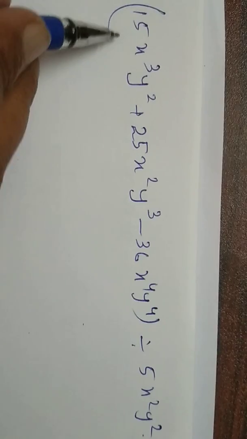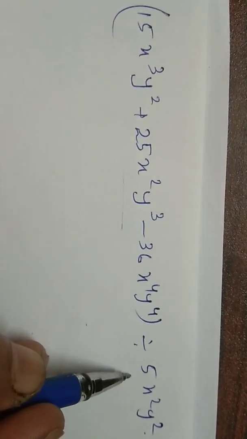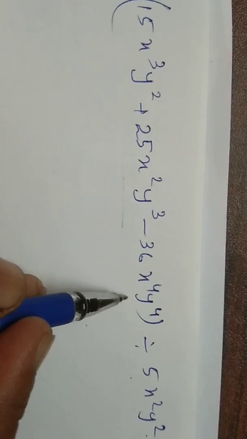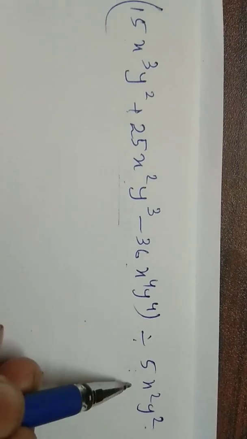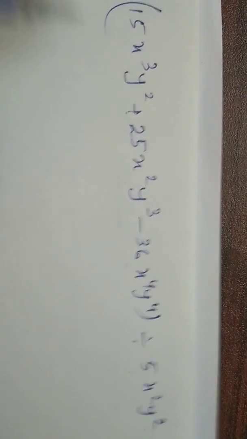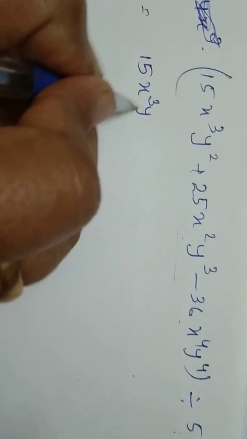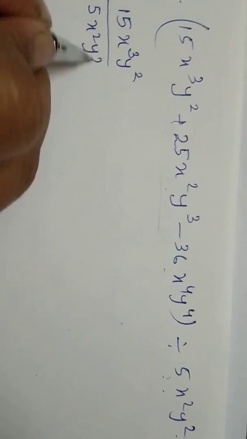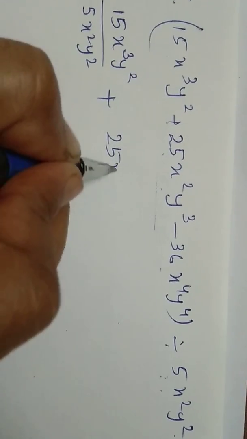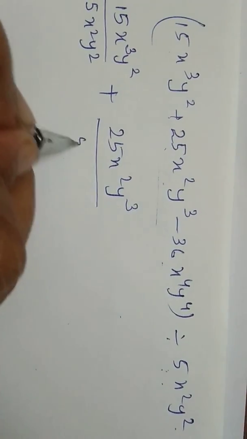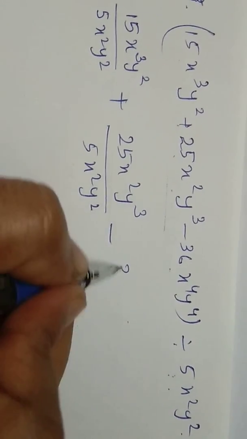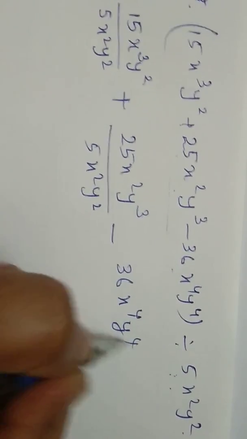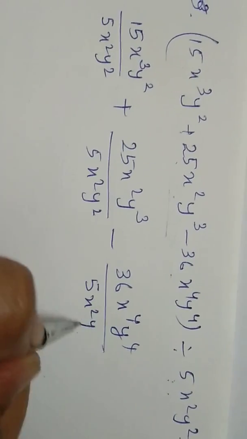Here we are going to discuss a polynomial divided by a monomial. There is nothing you have to remember except that you have to divide each term of the polynomial by this expression. That's all. So first we write that step. The first term of this polynomial is 15x cube y raised to 2 divided by this term, the divisor 5x square y square, plus the second term 25x square y cube by 5x square y square, minus 36x raised to 4 y raised to 4 divided by 5x square y square.